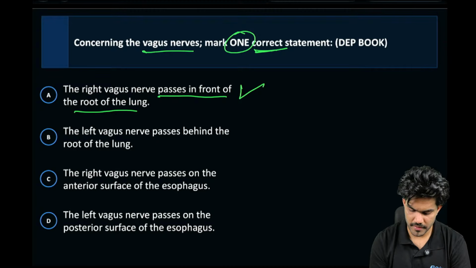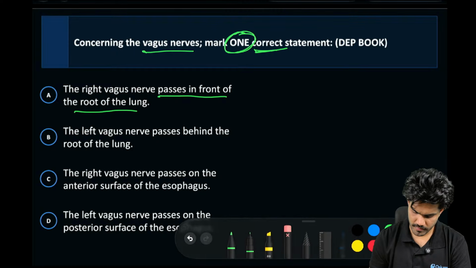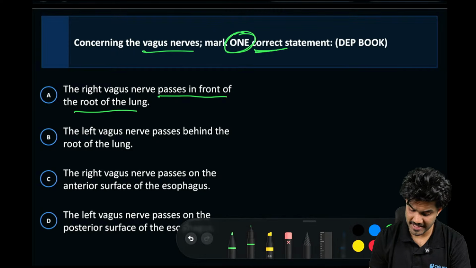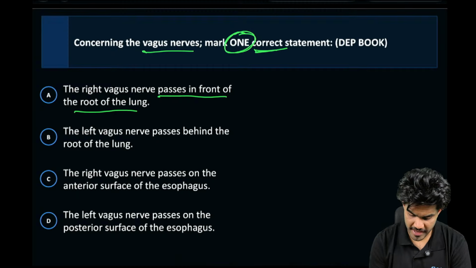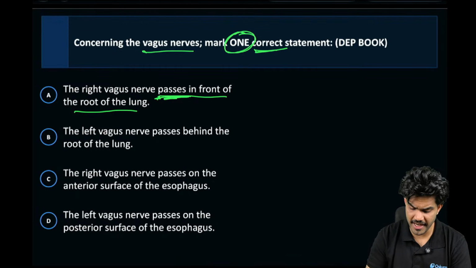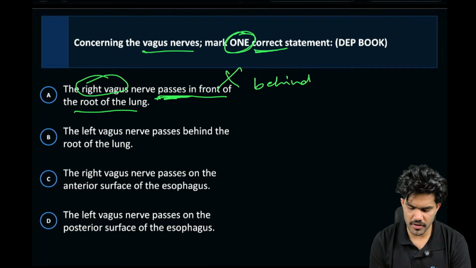Okay, sorry. They are asking for one correct statement. Vagus nerve, guys, don't get confused. The vagus nerve always passes behind the root of the lung. So that option will be wrong.